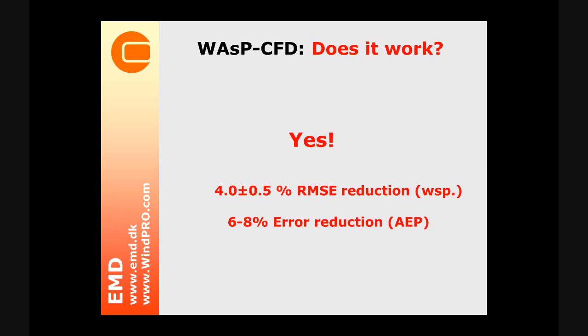And just to emphasize our main result, we saw a reduction in cross prediction error when you compare to WASP of 4% on the mean wind speed for WASP-CFD. And if you translate that to annual energy production, we see a reduction of the prediction error of the annual energy production of 6 to 8%.